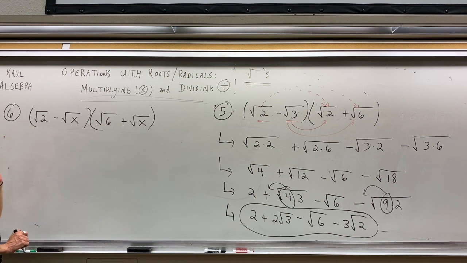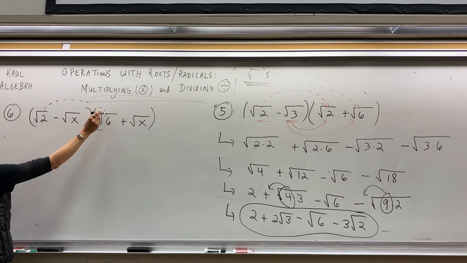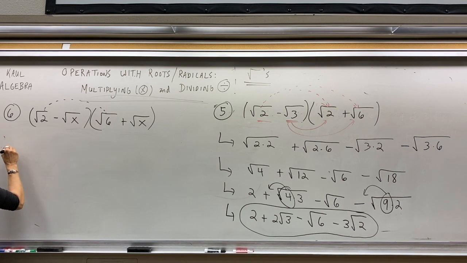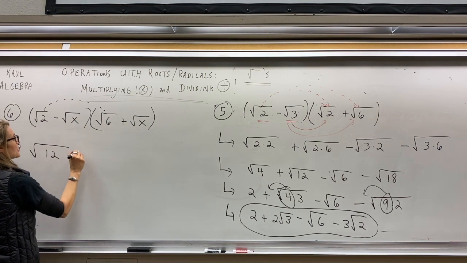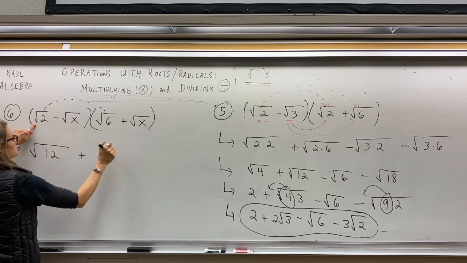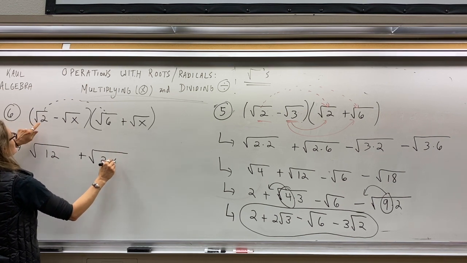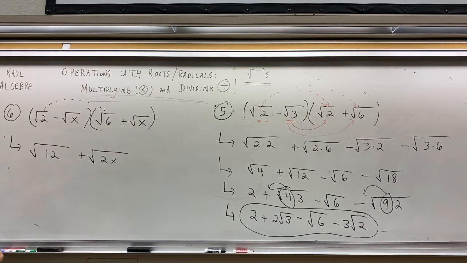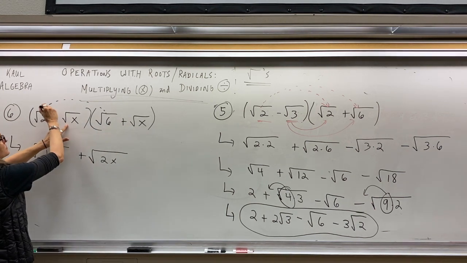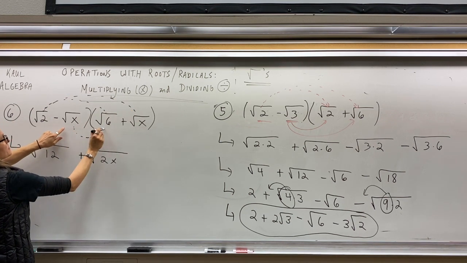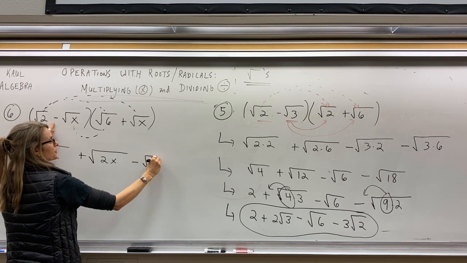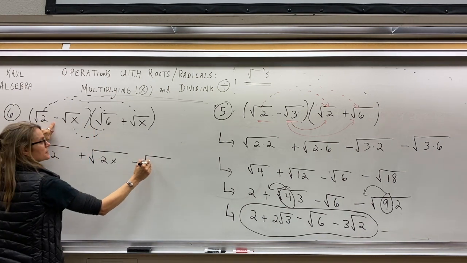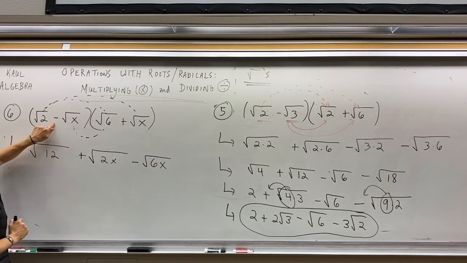But doing the basics here, again, we're going to say this square root times this term gives me, and move a little faster, 2 times 6 is the square root of 12. Now this term times this term is going to be a positive, because they're both positive, and becomes the square root of 2x, 2 times the x underneath. Now this term times this term becomes this square root of x times this square root of 6. There's a minus out front because it's a negative times a positive. So we have minus the square root of 6x.